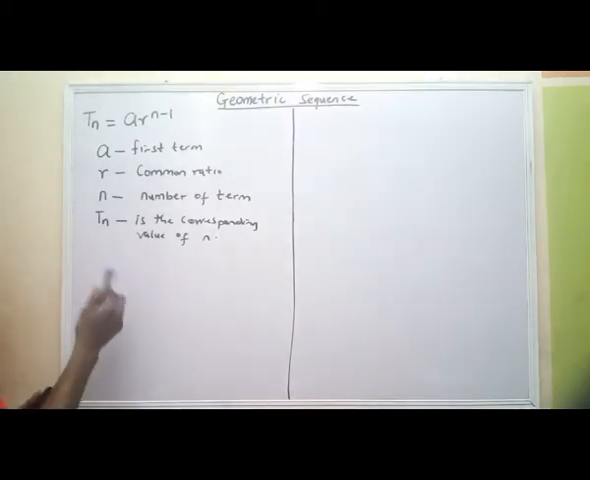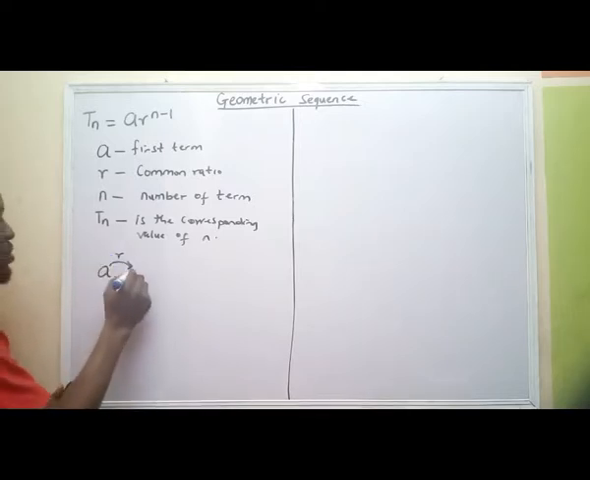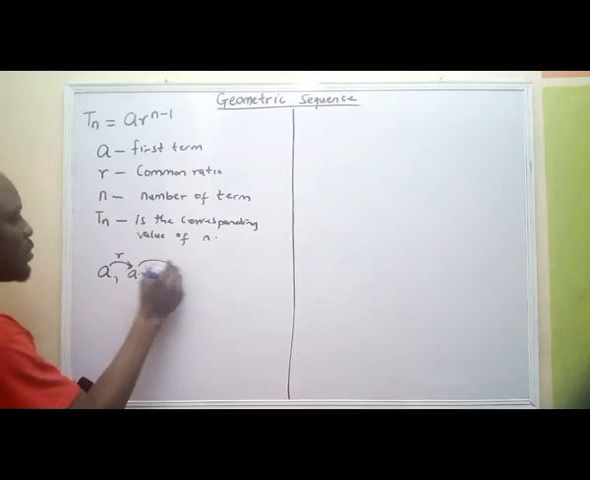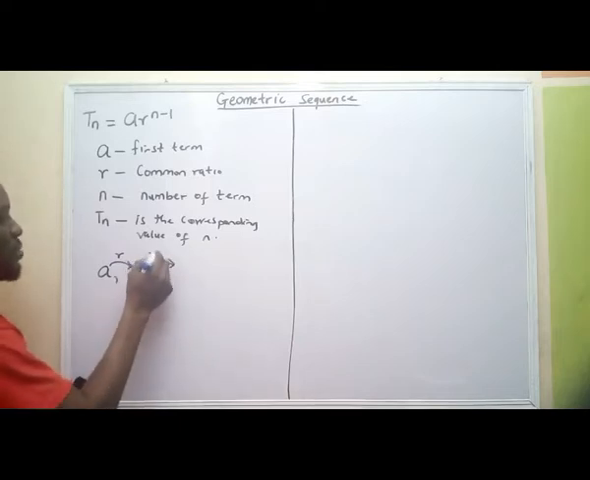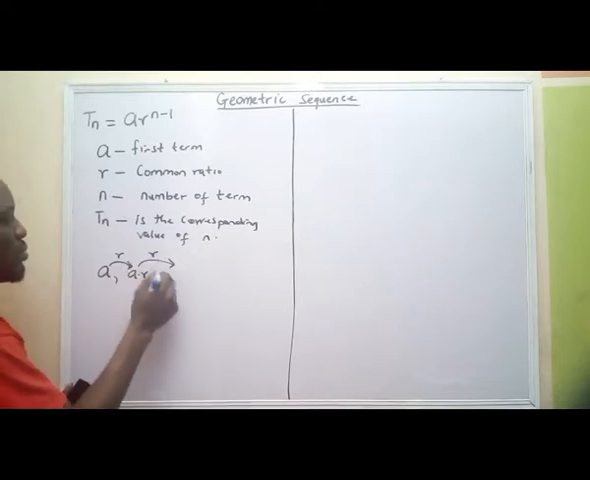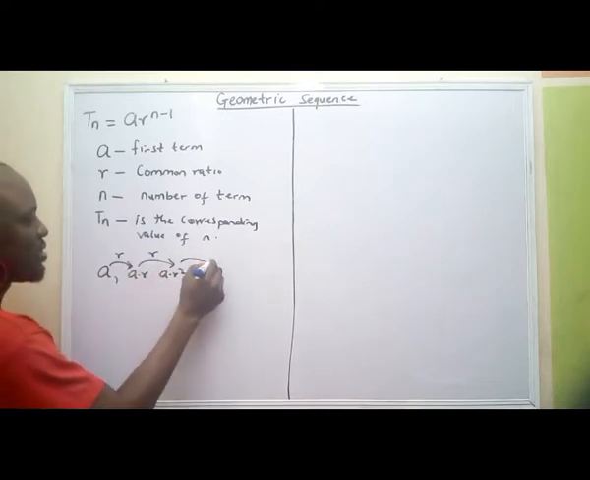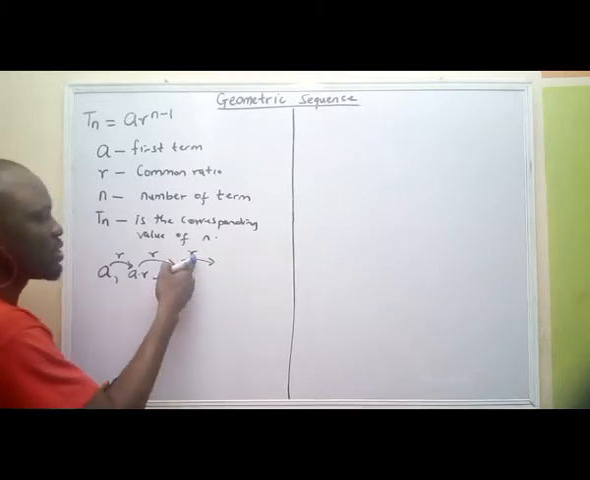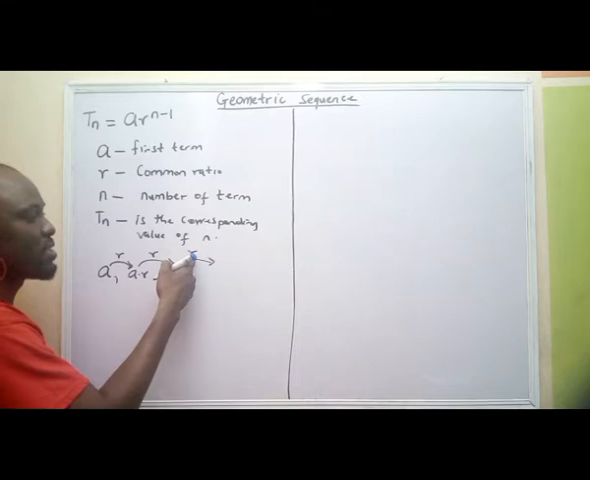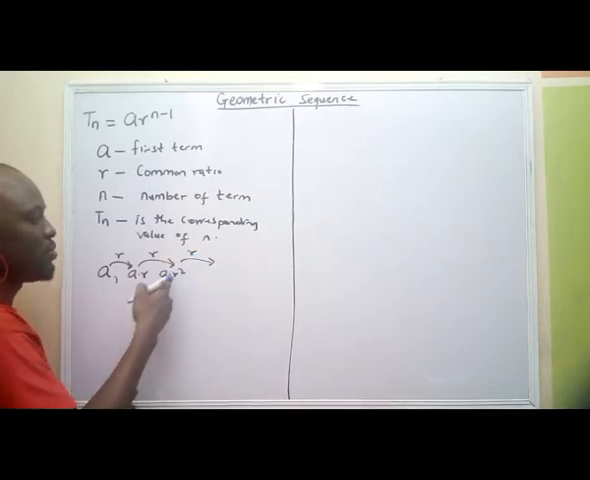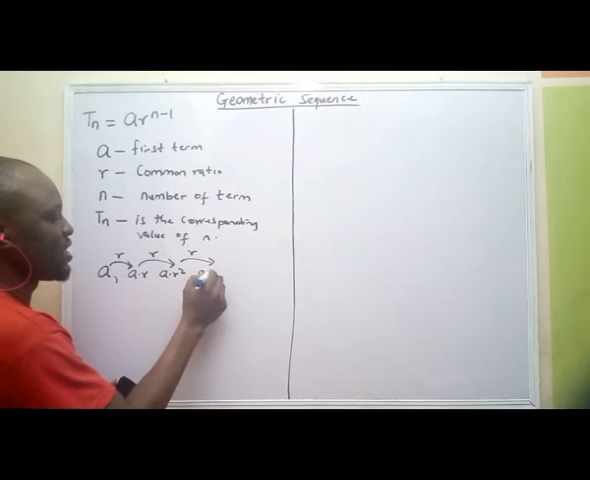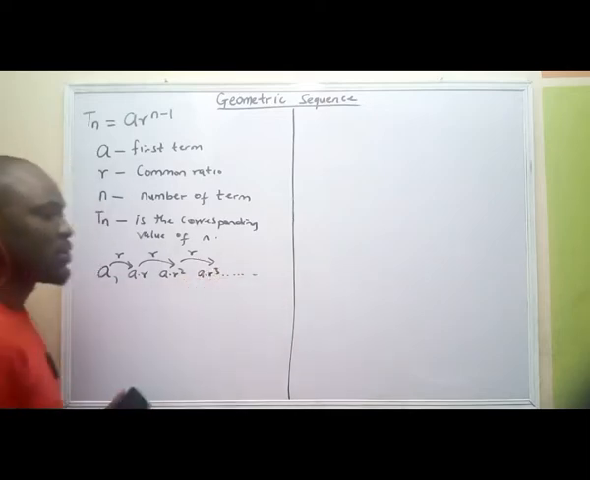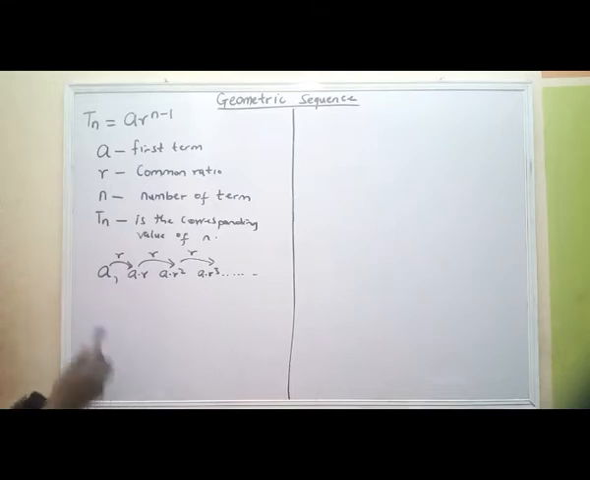Okay, let's assume we have a as the first term. Then I'm going to multiply the previous term by a common ratio. I'm going to get a dot r. If I continue in that sequence, multiplying the previous term by the common ratio, I'm going to get a dot r squared. If I do that again, multiplying the previous term by the common ratio, which is a fixed value, I'm going to get a dot r raised to 3, and that goes on and on in that sequence.